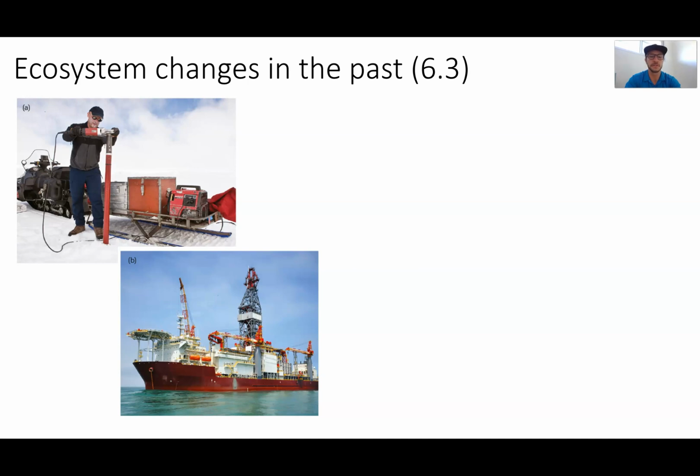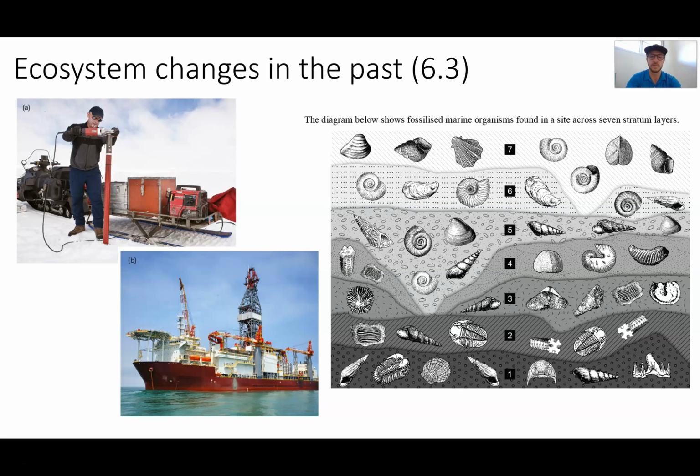Another way of measuring ecological change in the past is by using the fossil record. So fossils are most commonly found in areas where remains are protected from decay and predatory consumption. And this can be boggy marshes or floodplains and estuaries. And this image here you would probably recognize from one of your previous questions.